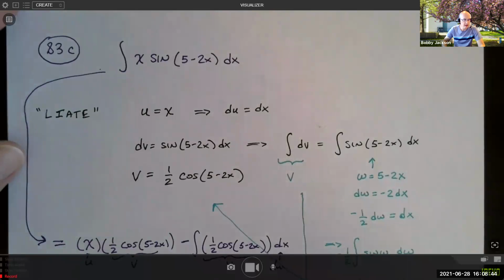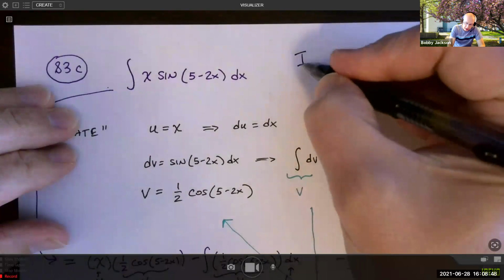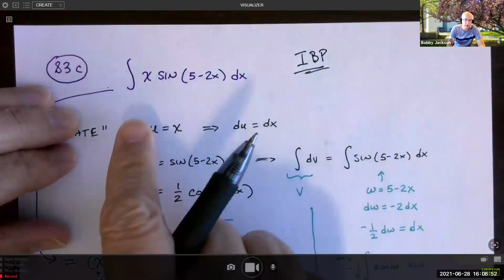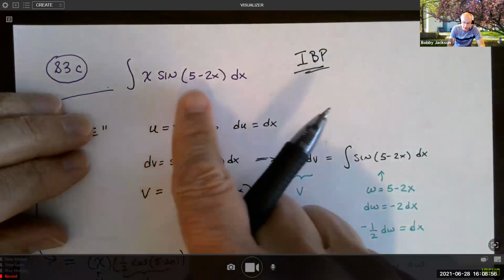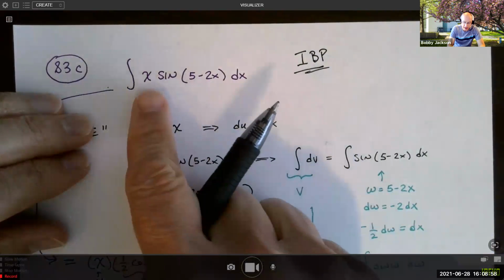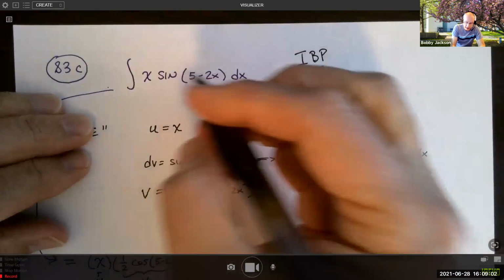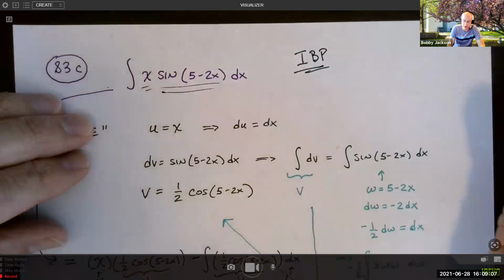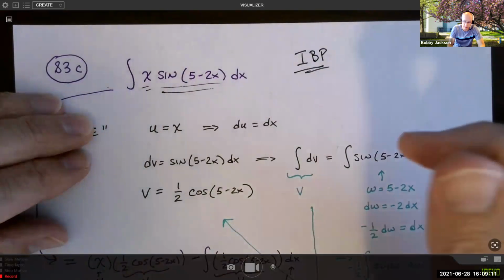Let's take a look at number 83C, where we're going to be using integration by parts, IBP. The reason we're going to be using integration by parts, we see right away, we've got a product of two functions, x times the sine of 5 minus 2x. And so, that's a good indication in general. If you're looking at a product of two functions, you may try integration by parts.